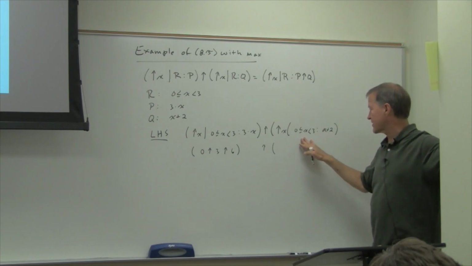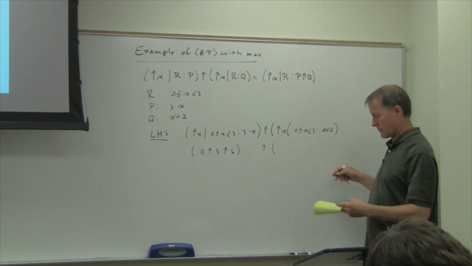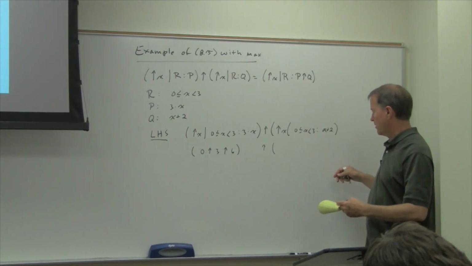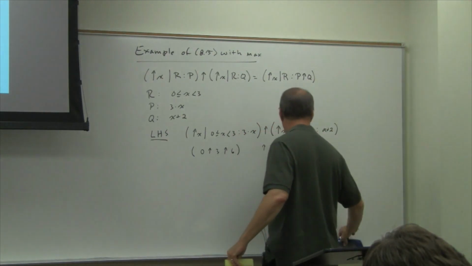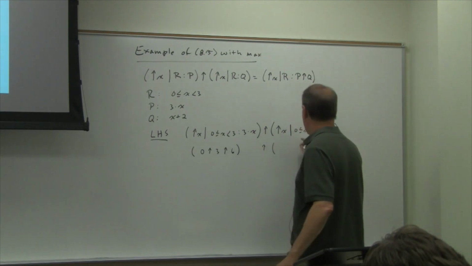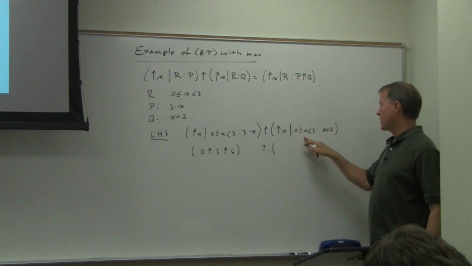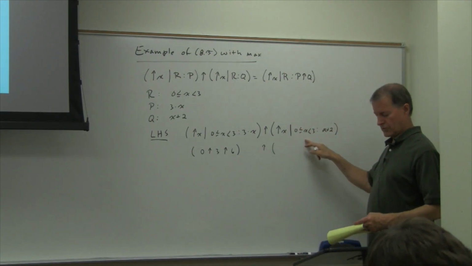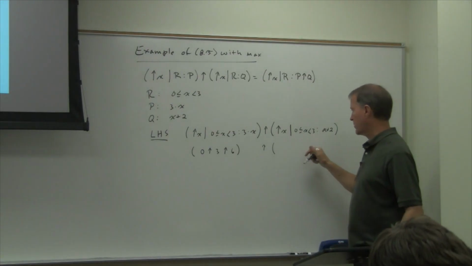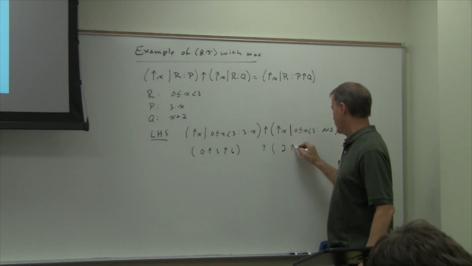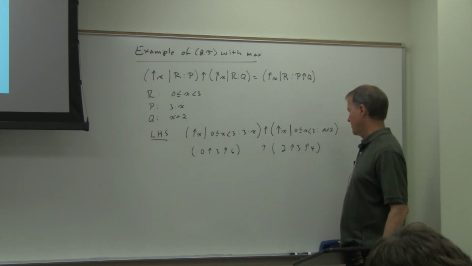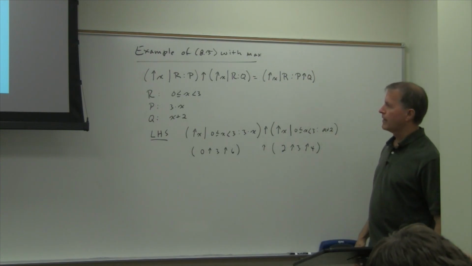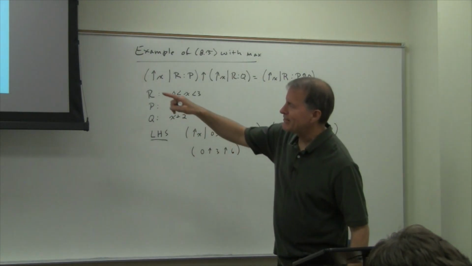The possible values of x are, oh, do I have an extra paren? No, that should be a line. So this is going to be 2, 3, 4. So this is 0, 1, and 2, so this is 2, 3, and 4. So this is 2 max 3 max 4, right? Is max distributed? Yeah, this is distributivity.